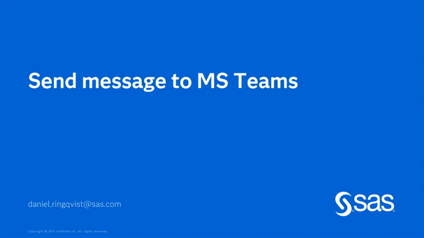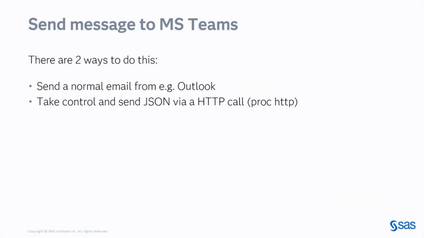If you use Teams, you've probably seen people send just an ordinary email to Teams, and in some channel somewhere you see the message, and there's a small link where you can download the original message. It works. It's good enough. I mean, it does the job. So that's one way of doing it. And the other way is obviously using SAS or something else.